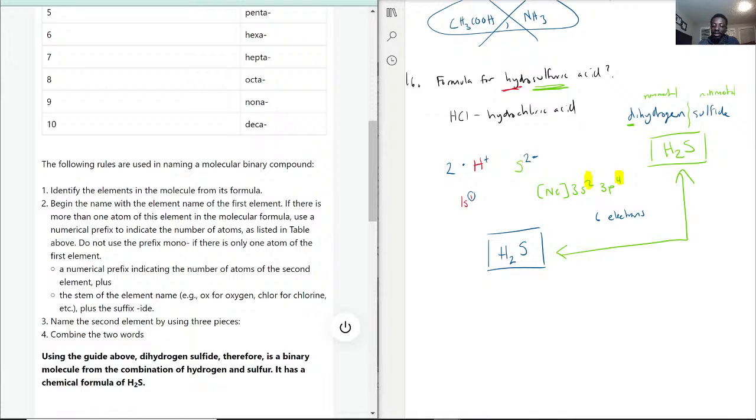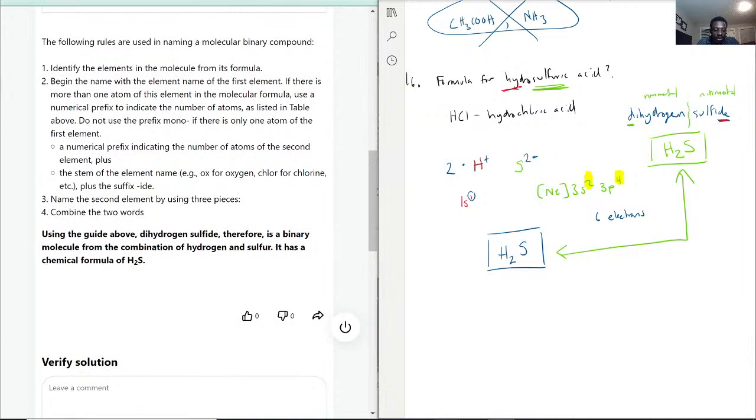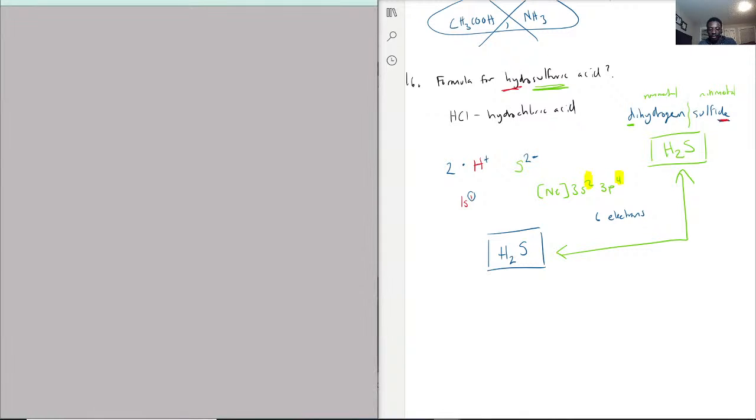They mentioned that if it ends in ide, that's just how it ends, but it means that you're dealing with only the elements, not a more complicated compound. And they mentioned that using the guide above, they reverse engineered it and got H2S. So this is correct. Okay, and now let's move on to question 17.